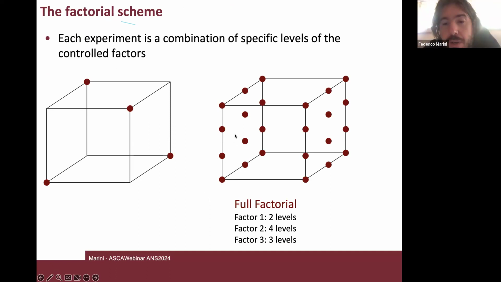Then I will end up conducting 2 times 4 times 3. That means 24 experiments. And these 24 experiments are all the possible combinations of the levels of the investigated factors. If I take all the possible combinations of the levels of the investigated factors, this is called the full factorial design.